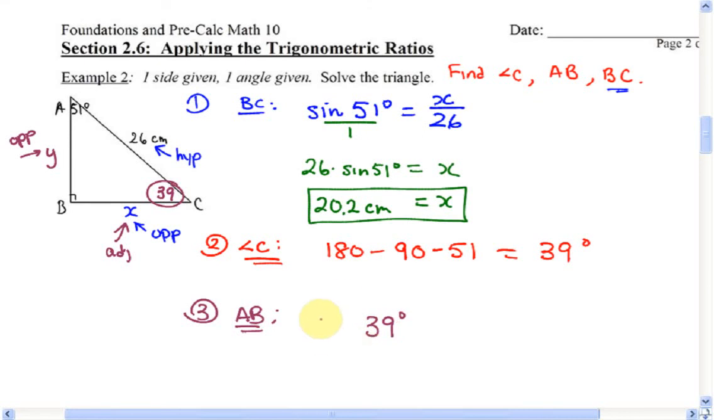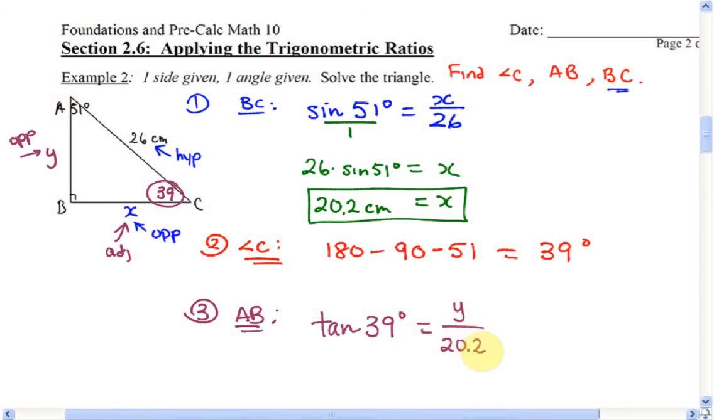Okay, I can use tangent. I could actually use cosine. Actually, I can't use cosine. I have to use either tangent or sine. So let's use tangent. Sure. Tangent 39 equals the opposite, which is the y value, over x, which is my adjacent, the number 20.2.